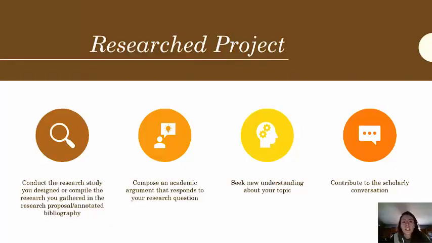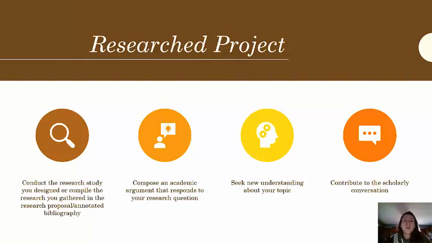As you work on the researched project, it's important to keep in mind that this is the culmination of your research proposal as well as the incident analysis that you completed at the beginning of the semester. The researched project's goal is to present an argumentative thesis about the topic or problem that you initially proposed and started to research. Keep in mind that in this project, you should conduct the research study that you proposed in that research proposal and/or compile the research that you gathered in the annotated bibliography in that project. You should compose an academic argument that responds to your research question.